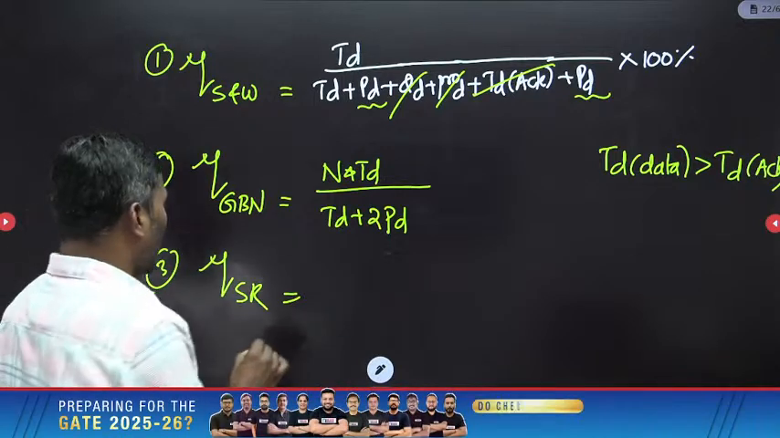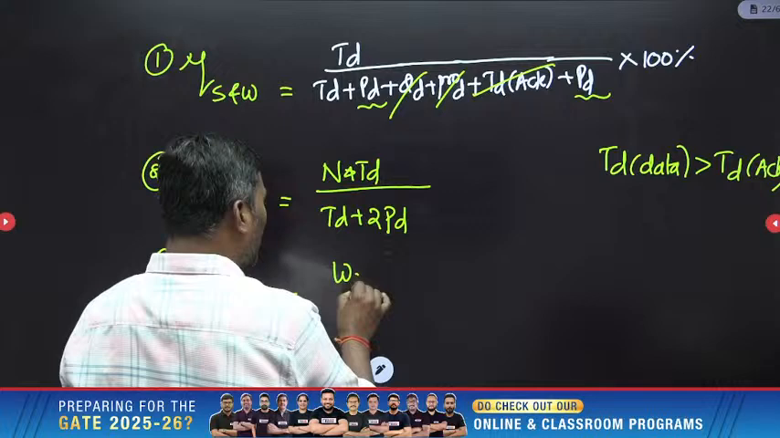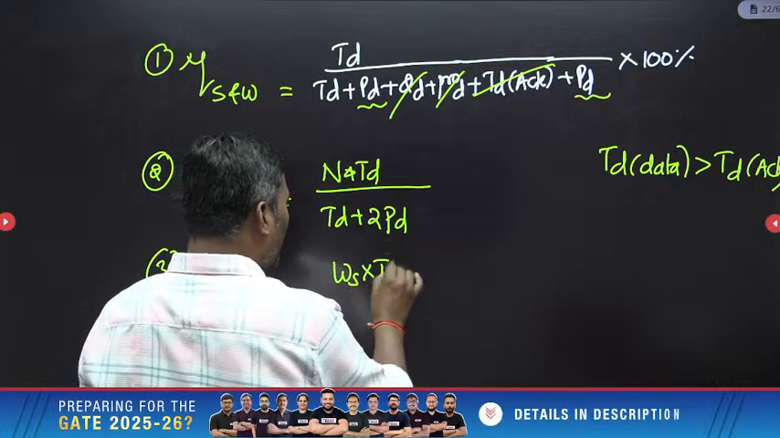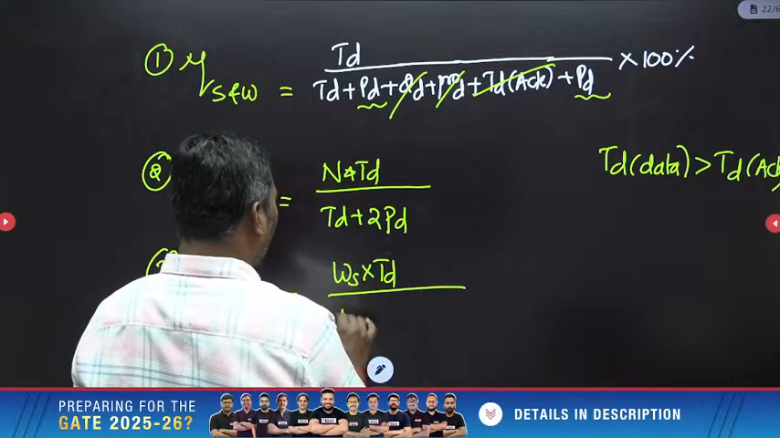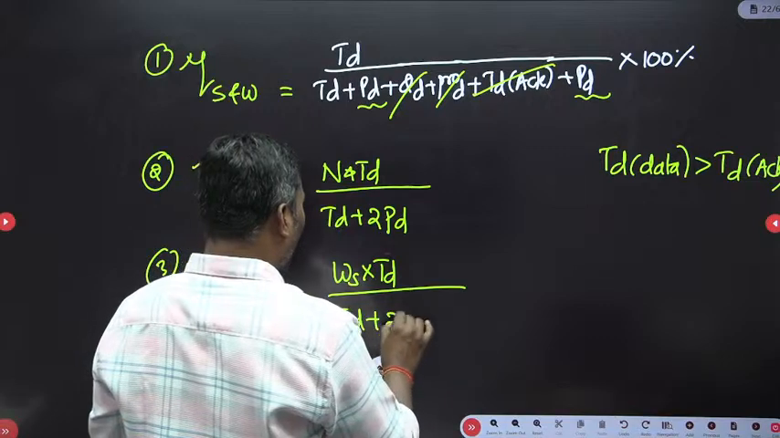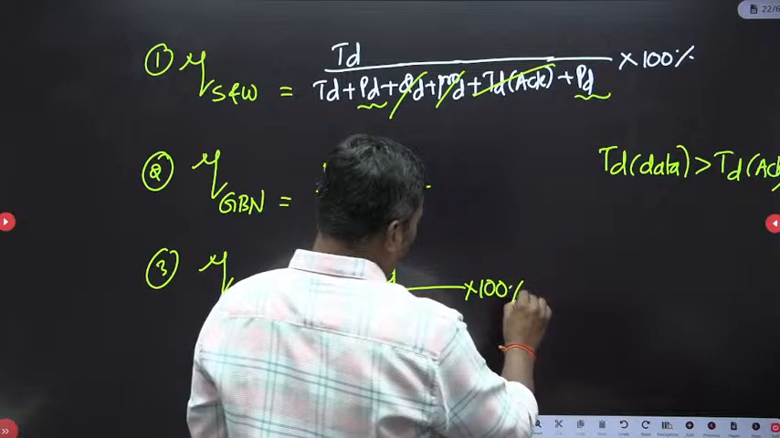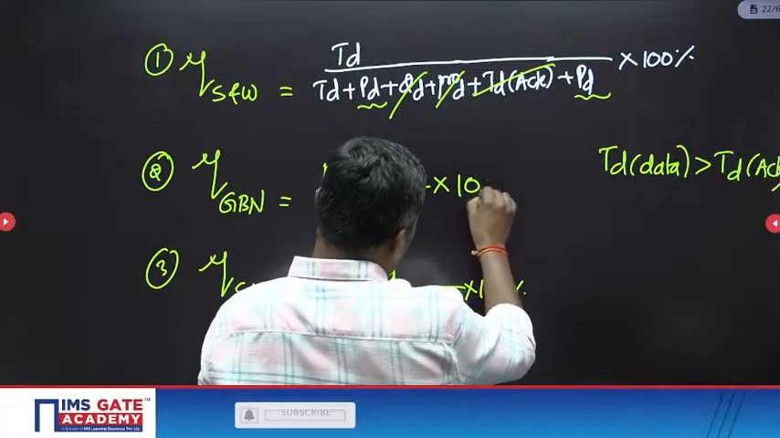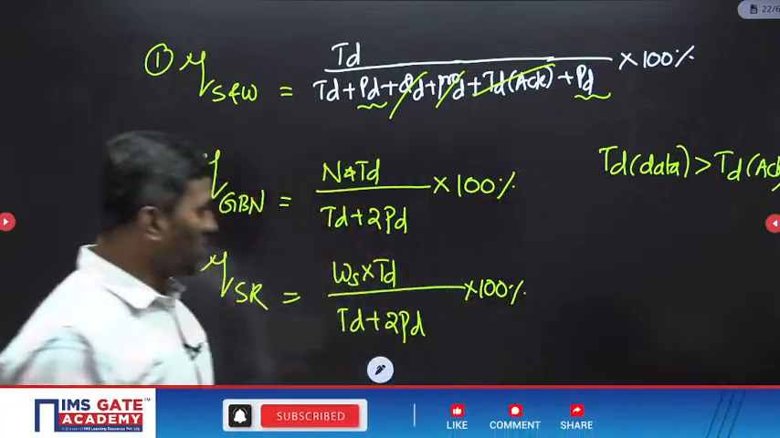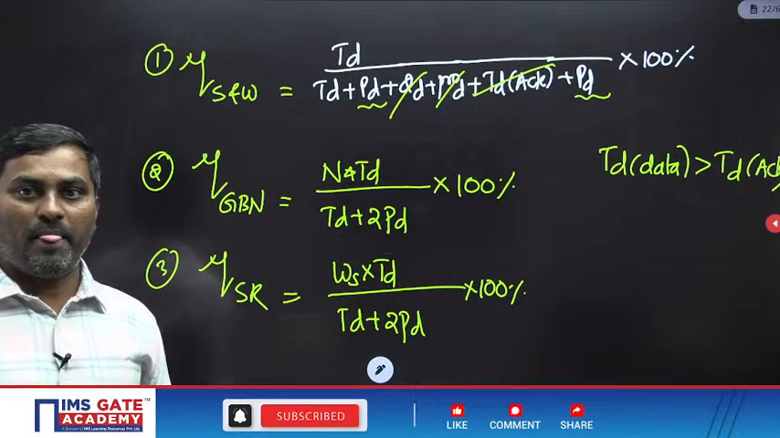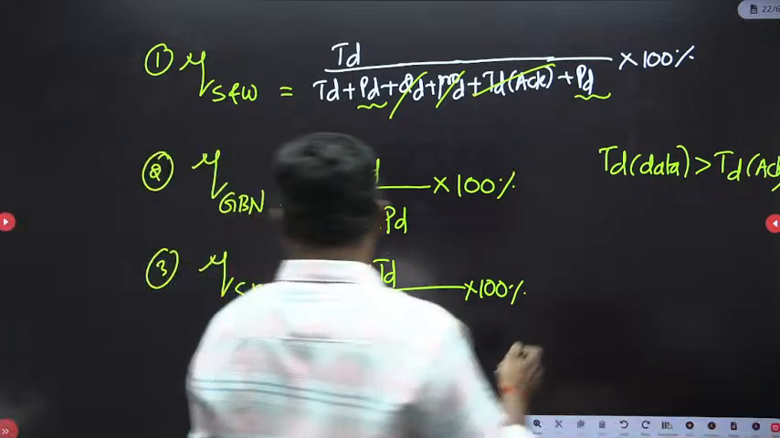Am I right? Here, in the SR protocol, the sender window size we are sending. Sender window size, transmission delay by transmission delay plus 2 times of propagation delay, into 100%. Correct? I hope this is clear.